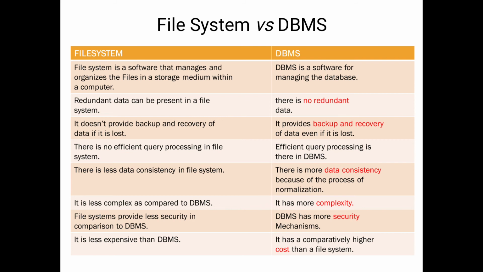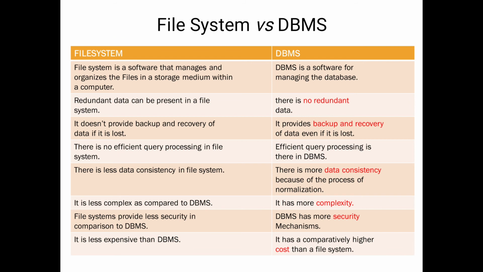Next, after applying normalization, the data is in the form of more data consistency. Coming to the next point, the file system is less complex compared to the DBMS, but the DBMS has more complexity. The file system provides less security, but the DBMS provides security with the help of security mechanisms like ACID properties.